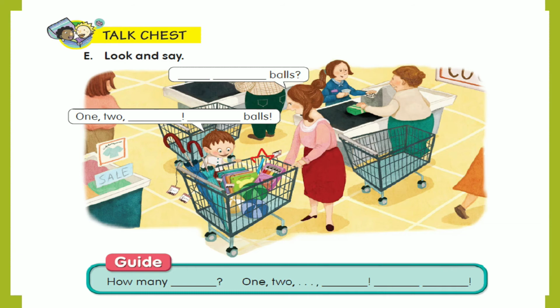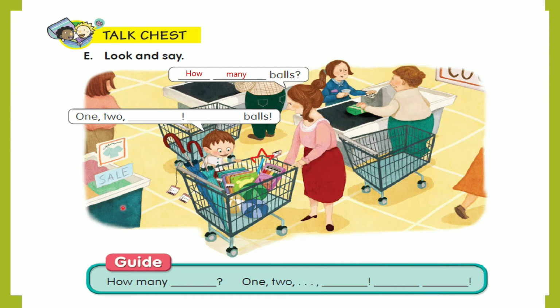Now we move on to part E. Part E says look and say. Look and say. Remember, when we're talking of looking, that means we use our eyes. Look and say. How many balls? Remember, look and say. How many balls? Who can see the balls? Where are the balls? Can someone see the balls?